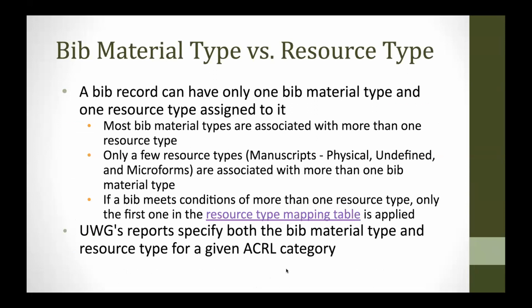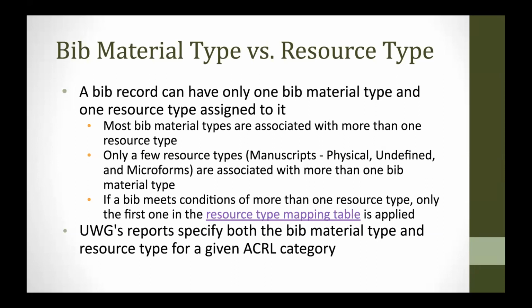So bib material type and resource type work together, but a record can only have one bib material type and one resource type assigned to it. And if you do a search in Analytics for a particular bib material type, you'll find that there are many resource types that can be associated with that bib material type. The opposite is also true, but to a lesser extent. There are fewer resource types that have different types of bib material types. And if a bib meets conditions of more than one resource type, which is possible, only the first one in the resource type mapping table is applied.